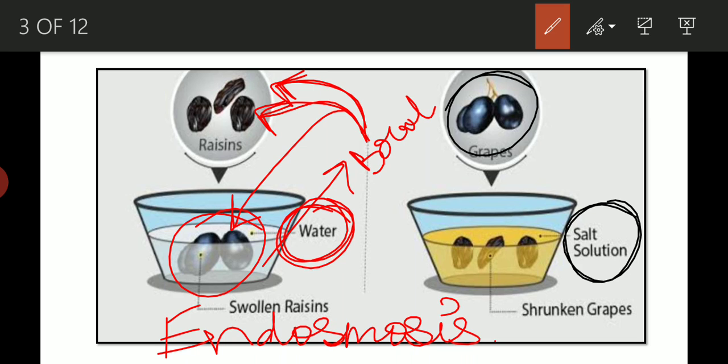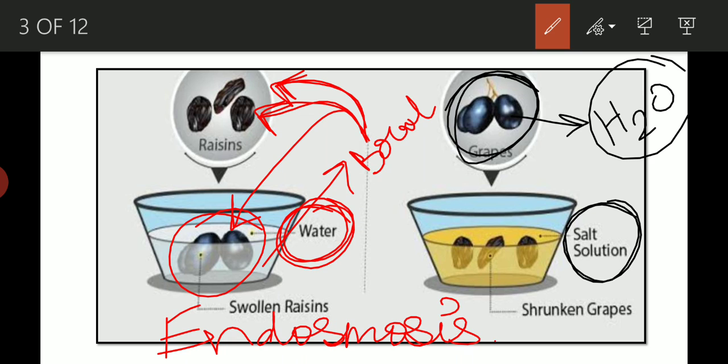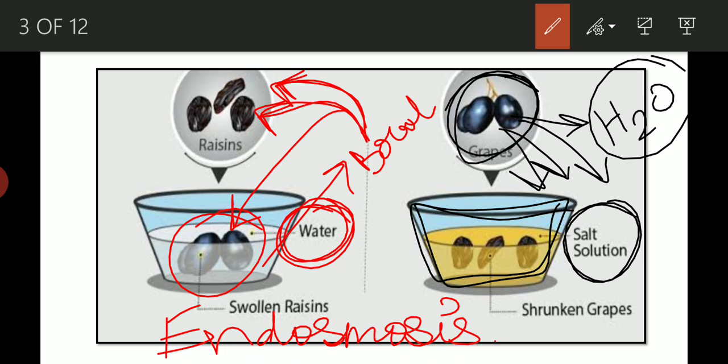So in this case what will happen? Inside the grapes, the water is more in amount. The water molecules are more than in the salt solution which is in the bowl. So the water will come outside. Water molecules are present more inside the grapes than the salt solution, so the water will come out because they will move from their higher region to their lower region.